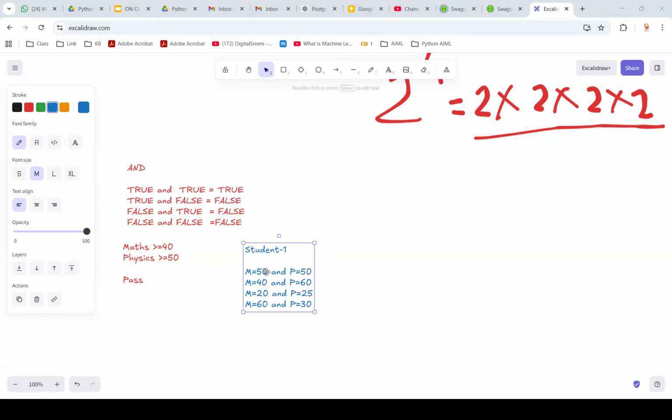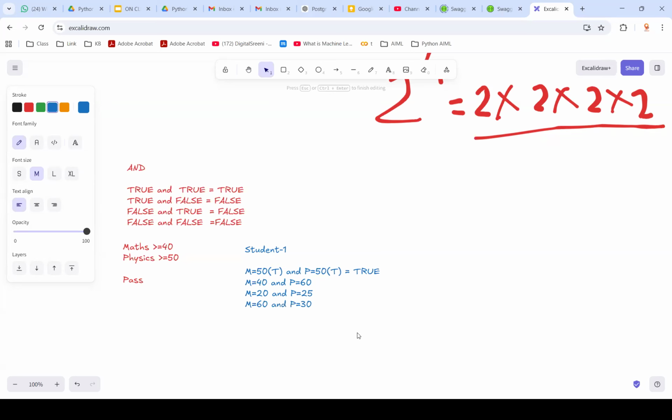Now if I ask you m is equal to 50, p is equal to 50, then the first condition is true or false? True. First condition is true, correct? Now coming to the second one, this is also true. So the overall answer will be what? True and true, true. So what happened to the student? He passed.